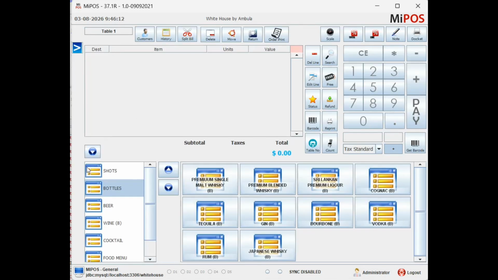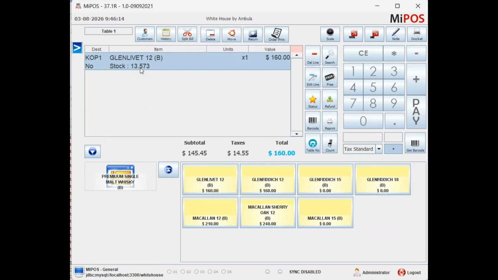And let's go back and check the bottle, and you can see it's been reduced by 0.043, two times of 0.043, to reduce the quantities from the bottle stock. Similarly, you can do this for beers as well.